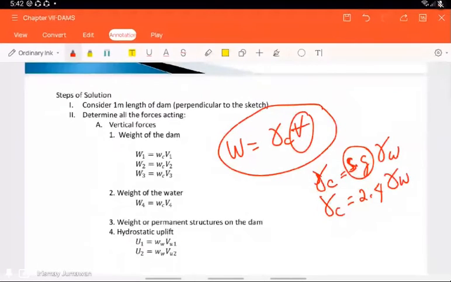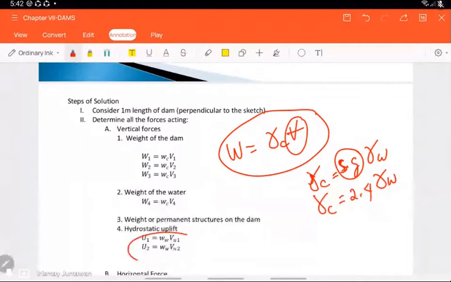Okay, for the pressure, it is the same, you have the specific weight. So the uplift pressure, whether from the headwater or the tailwater, is the specific weight of the water times the volume.